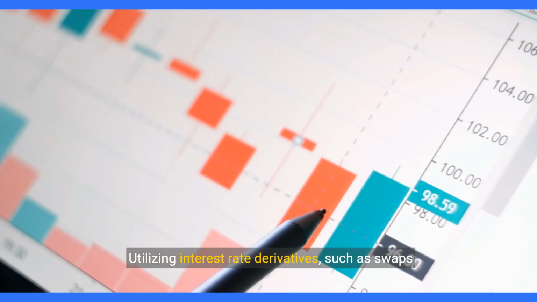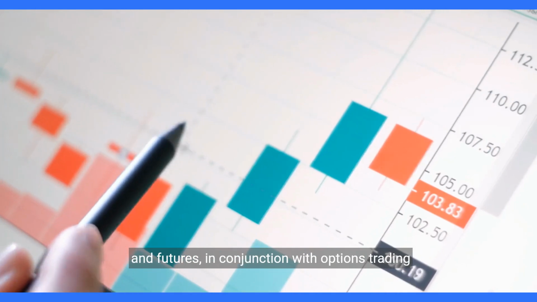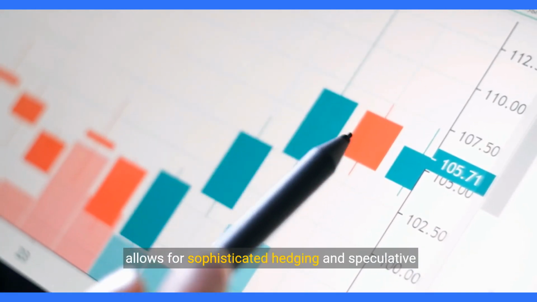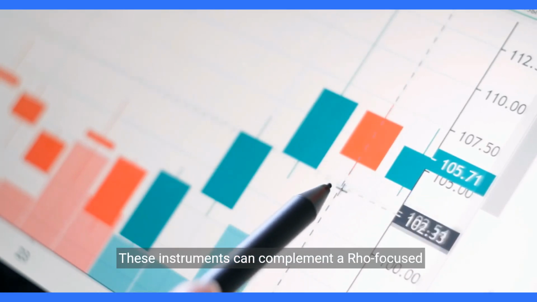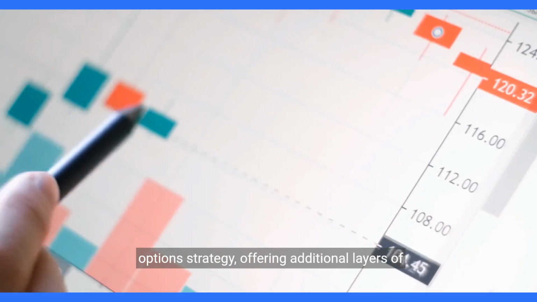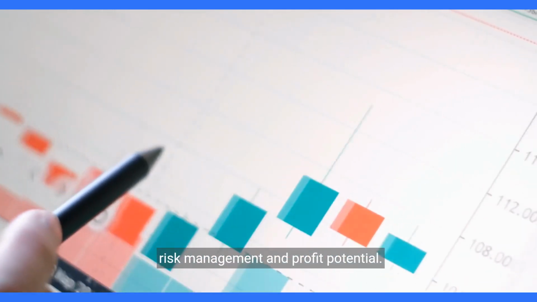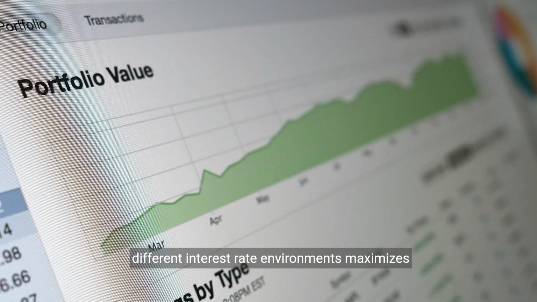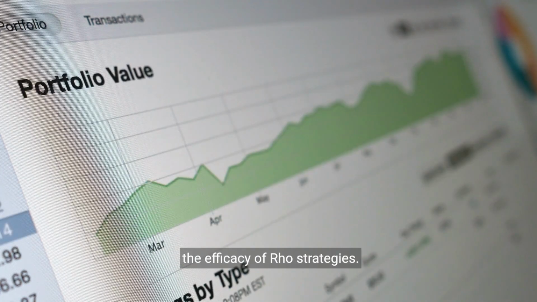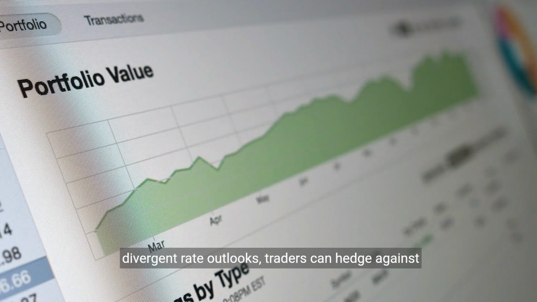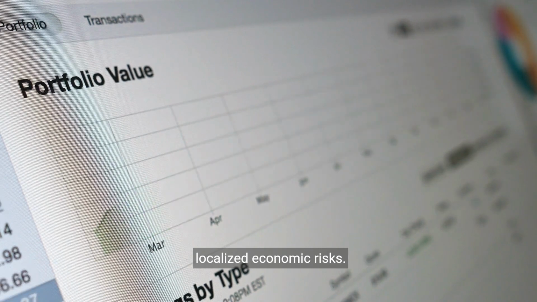Utilizing interest rate derivatives, such as swaps and futures, in conjunction with options trading allows for sophisticated hedging and speculative strategies. These instruments can complement a Rho-focused options strategy, offering additional layers of risk management and profit potential. At the portfolio level, diversification across different interest rate environments maximizes the efficacy of Rho strategies. By allocating capital to options in markets with divergent rate outlooks, traders can hedge against localized economic risks.